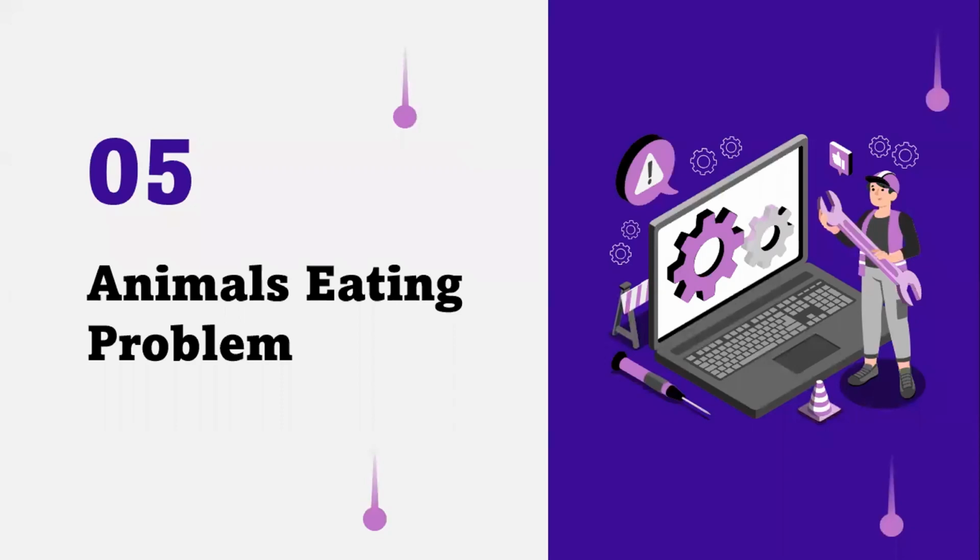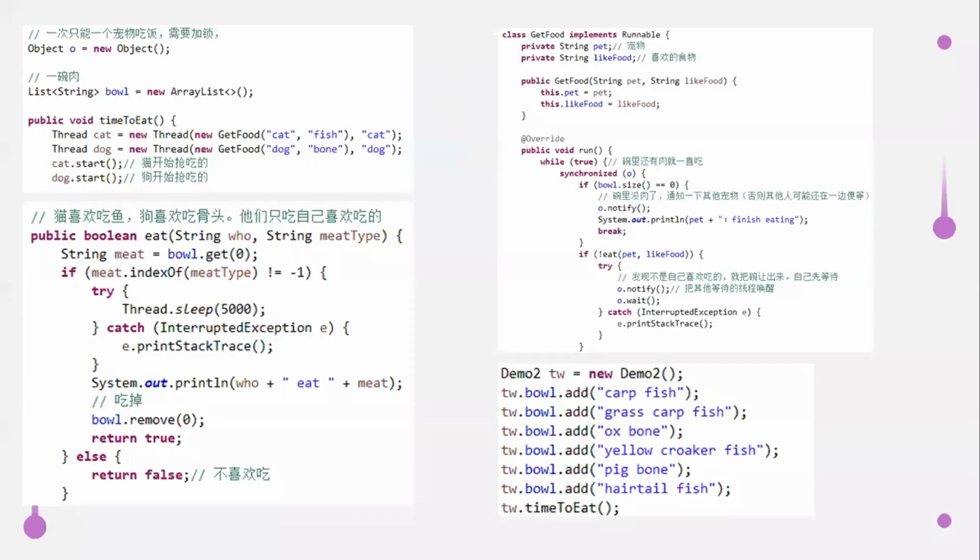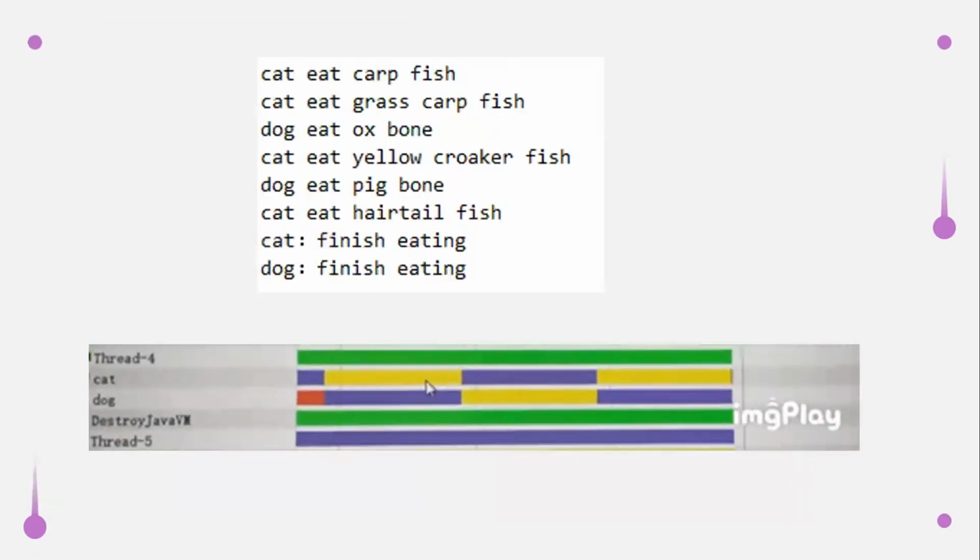Next question is about the animal eating problem. We create two threads named cat and dog and add logs. Generally, it can be understood that the thread that grabs the log will eat first. If it finds that it is not what it likes to eat, it notifies the other thread and then waits. If it likes to eat it, it then notifies the other thread. They start to grab it again. This is a loop until you find that there's nothing in the list, and they notify each other to end the thread. This is a visualization of threads in JVisualVM.